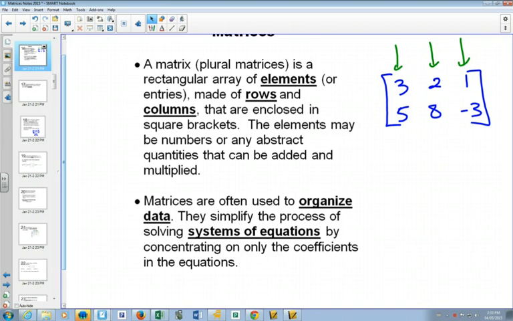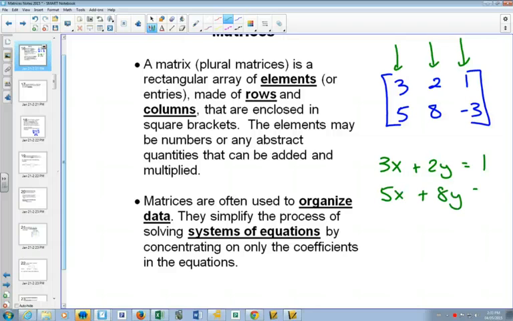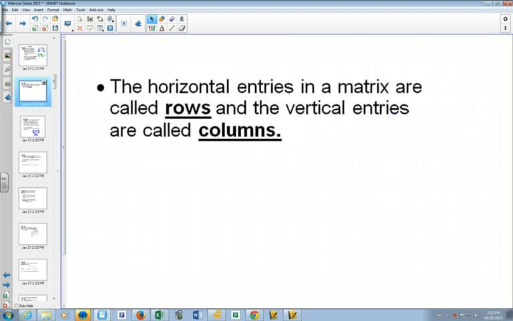And then the reason we're connected to solving systems of equations is then you can use this to solve it. This might be a way of writing 3x plus 2y equals 1 and 5x plus 8y equals -3. And that would be the matrix that you could use to represent that. Notice, since you know that the first column was x's, you don't have to write x's down, saving you valuable time while solving it, supposedly. So those horizontal entries are rows, and the vertical entries are columns.